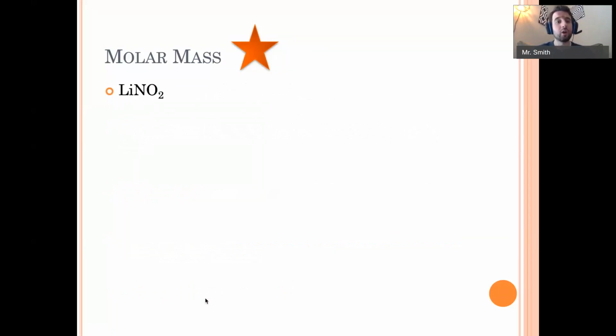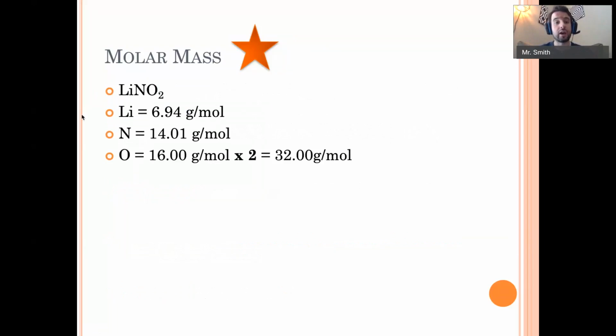Okay, so let's take the example LiNO2. I'm actually going to give you the molar masses right here. If you look on the periodic table, you'll find lithium's molar mass is 6.94, nitrogen's mass is 14.01, and oxygen's mass is 16. So we're going to say, okay, we have one of these, and 2 of these oxygens, so we get 32. And then we're just going to add up 32 plus 14 plus 6.94, and that'll be our answer for our molar mass.